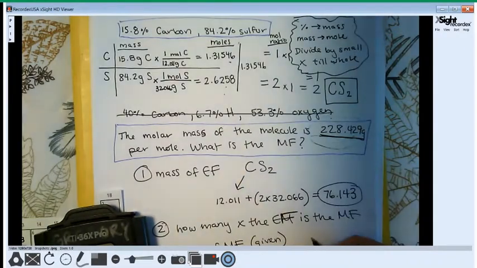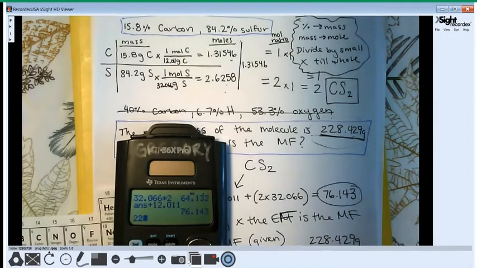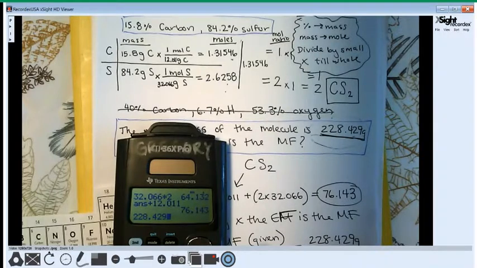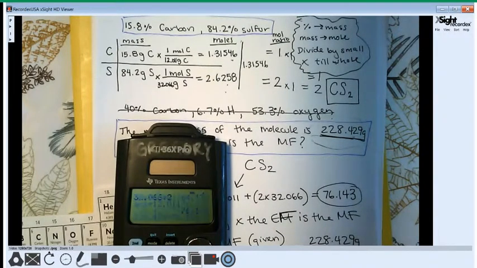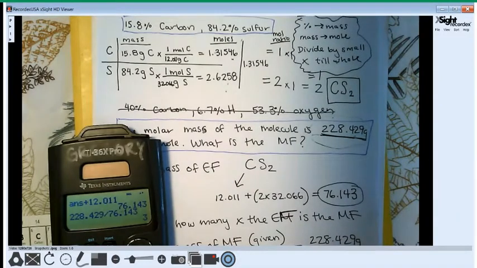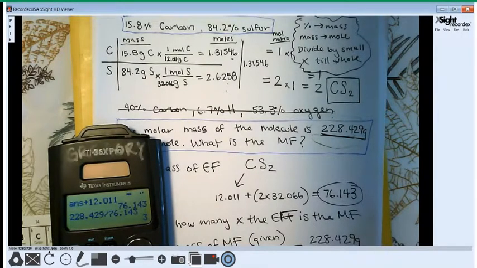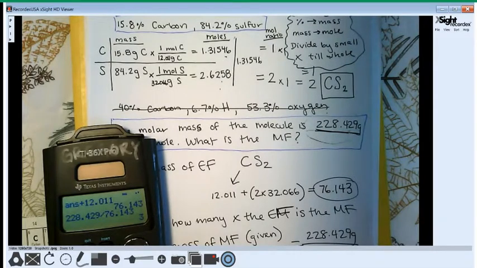So we're going to do 228.429 grams divided by 76.143 grams. And so 228.429 divided by our previous answer gives us 3. So we know that our molecular formula is 3 times our empirical formula. So 3 times CS2 would give us C3S6. So that would be our molecular formula.